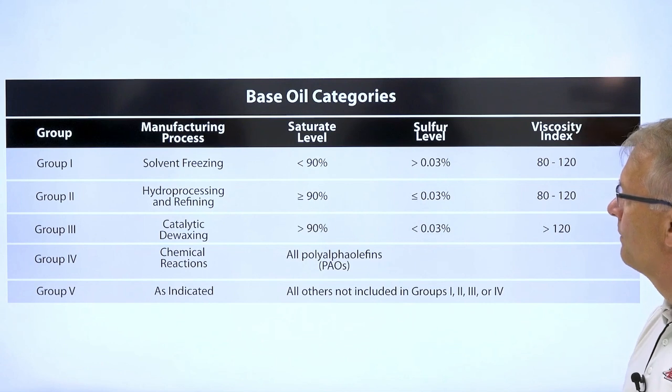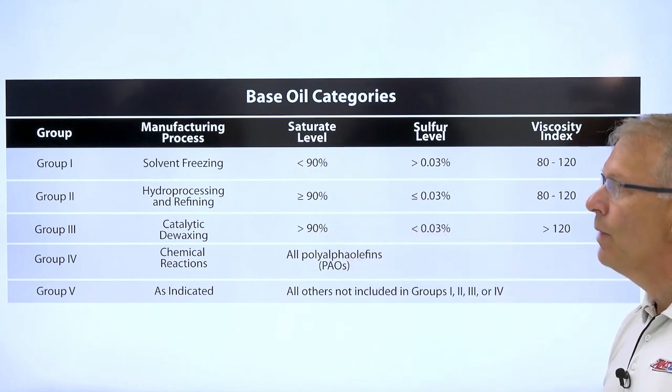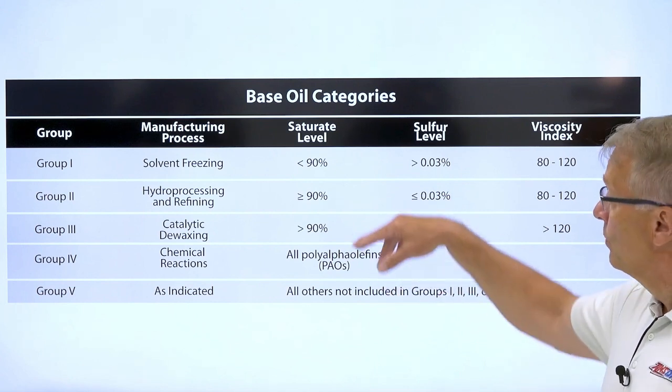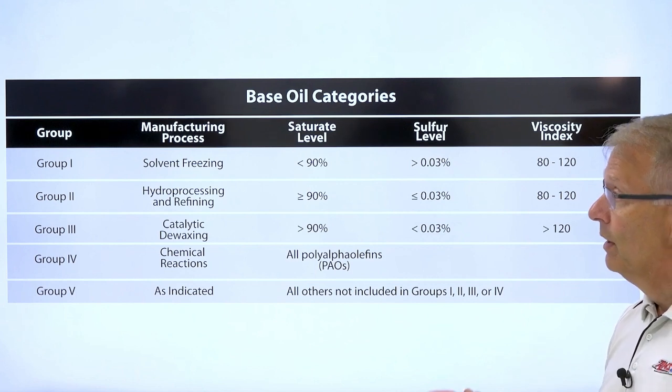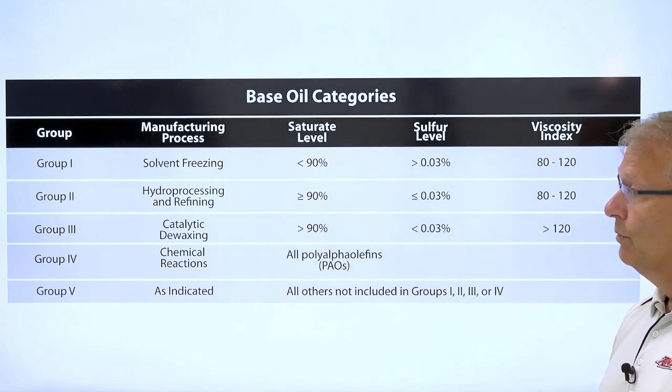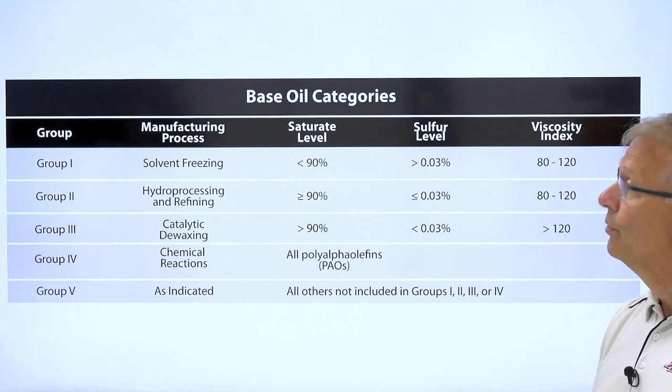And to change that. So this next one is saturate level. We're going to talk about this one in a minute, but it has a lot to do with oxidation resistance. So it's either a lower amount of saturation, which is not good, or a very high amount of saturation, and we'll go through that in a minute.